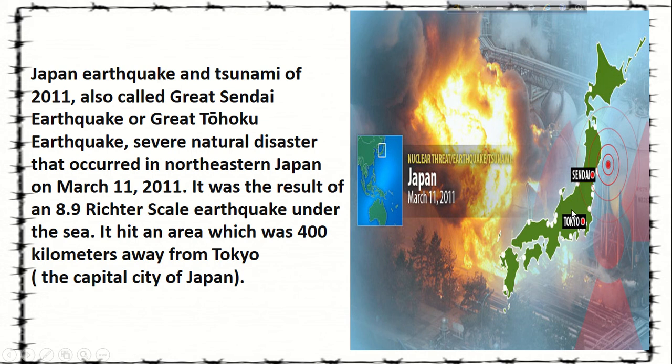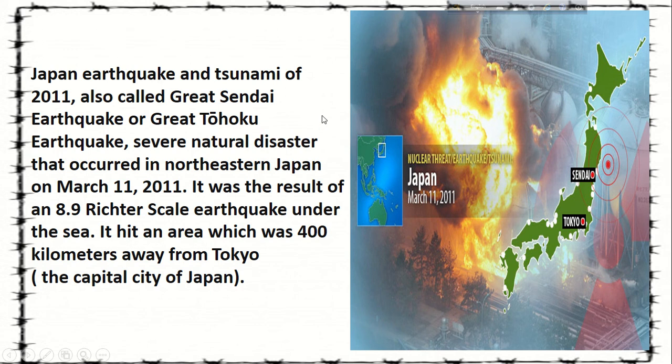So what is the capital city of Japan? It is Tokyo, and it hit 400 kilometers away from Tokyo. And as a consequence, 5 nuclear electric plants in Japan were highly damaged, and radioactive substance from these nuclear plants started spreading through air and water.